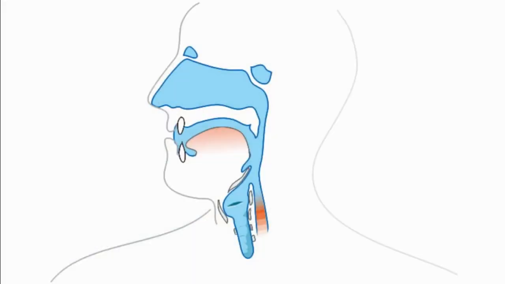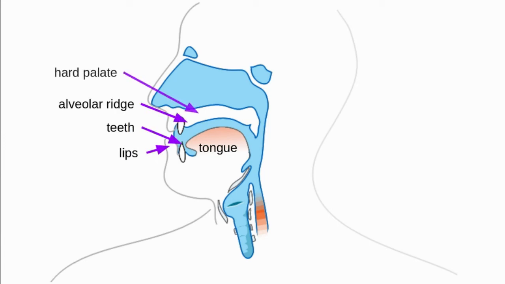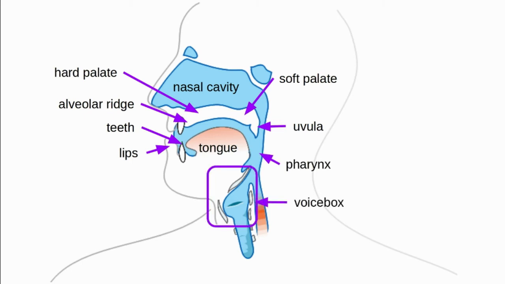We call the S sound voiceless and the Z sound voiced, and we're going to learn a bit more about that in upcoming videos. Now there are other functions that the voice box does in speech, but we'll get to those in the next module. So that's actually it. Those are the 10 main parts of the vocal tract. Now let's just review those quickly. We have the tongue, the lips, the teeth, the alveolar ridge, the hard palate, the nasal cavity, the soft palate, the uvula, the pharynx, and the voice box.